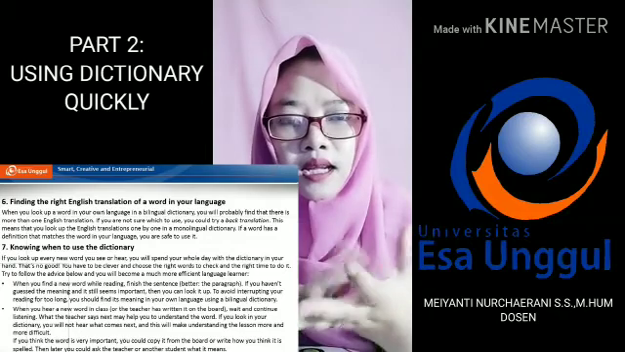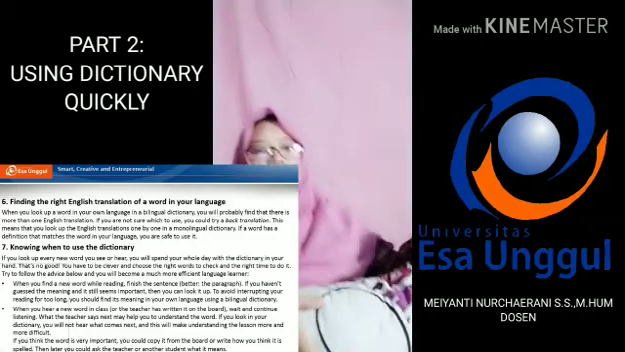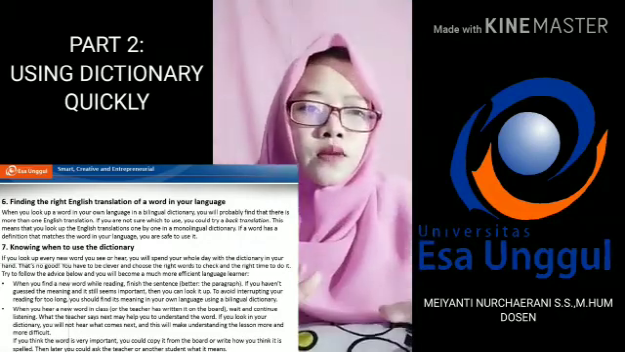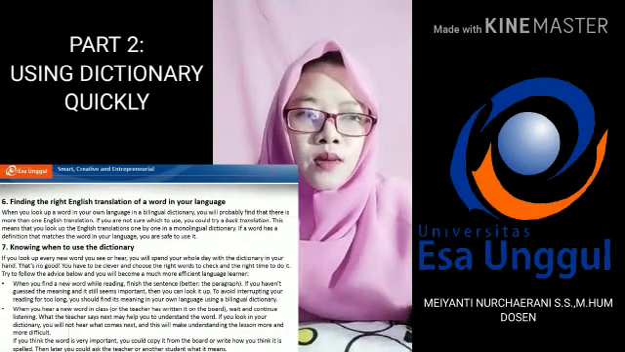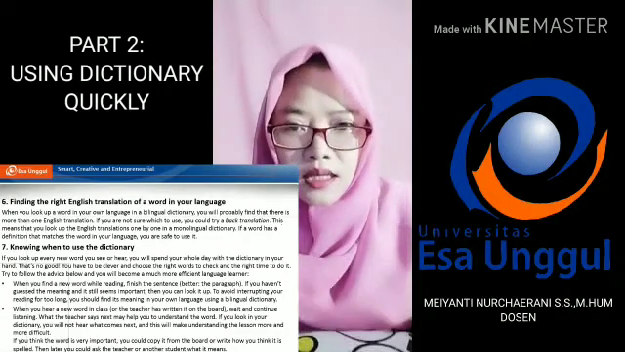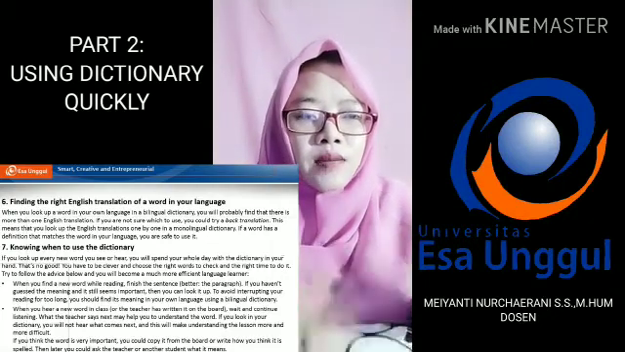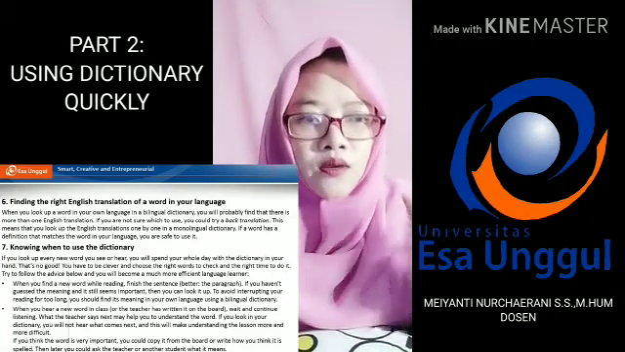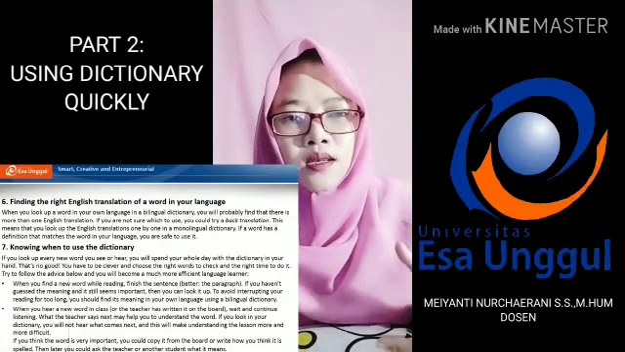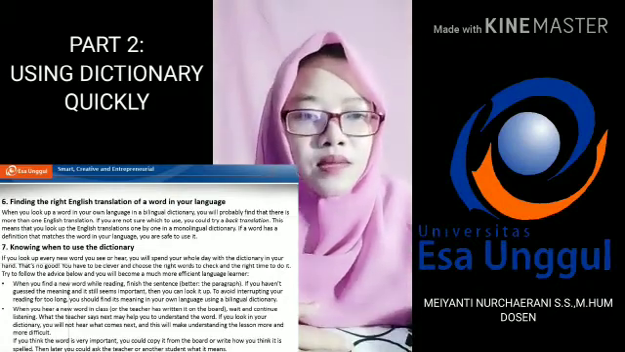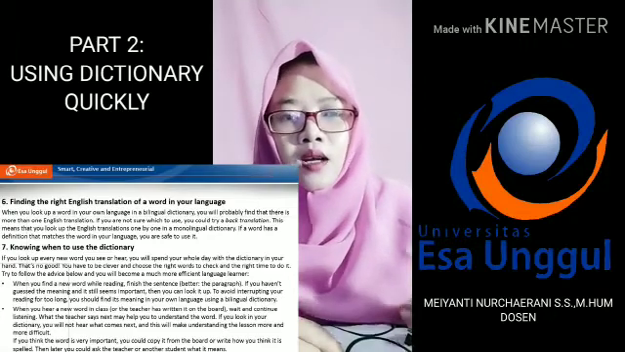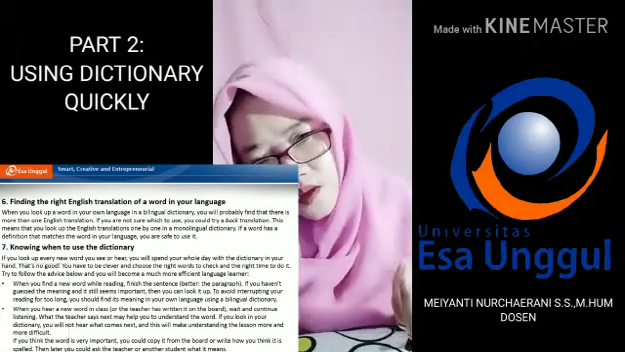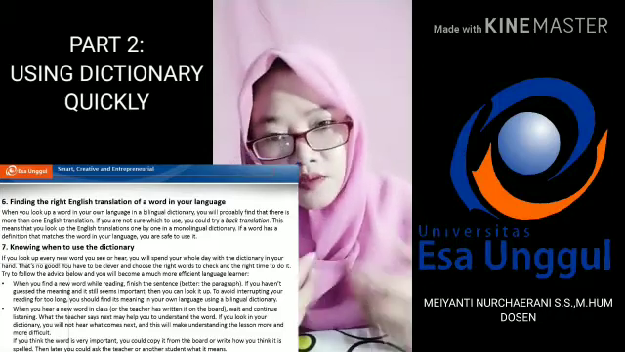And then the next one is when you hear a new word in class. For example, the teacher has written it on the board, and then wait and continue listening. What the teacher said may help you to understand the word. If you look in your dictionary, you will not hear what comes next, and this will lead to misunderstanding, and you will feel it is more difficult.